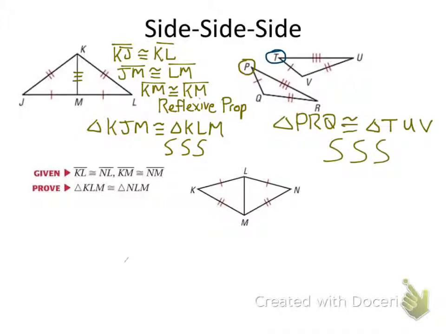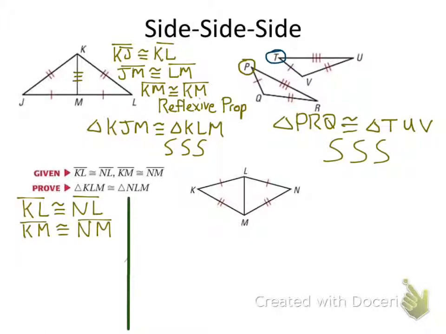Now we come down to more of a formal proof. We can write that out, but really it's basically what we did in the first one already. But it's good practice. What you should always have are those givens. What did they tell you? You already know. KL is congruent to NL. KM is congruent to NM. And both of those are given.